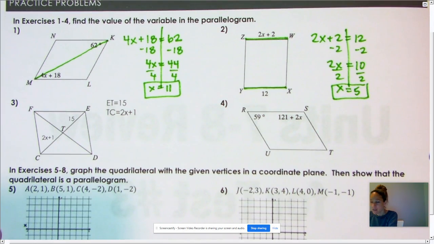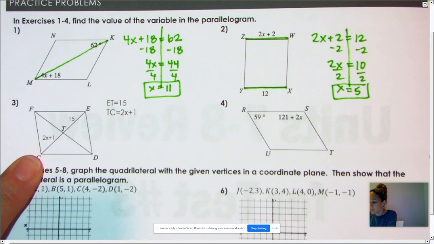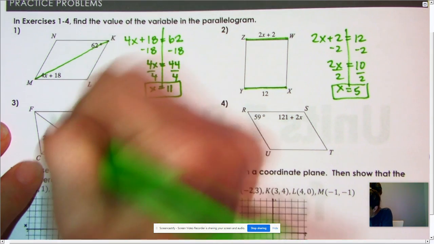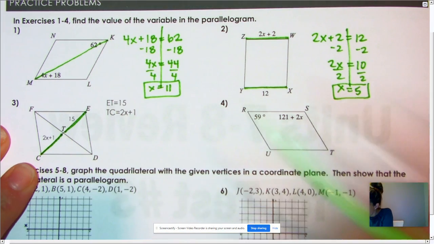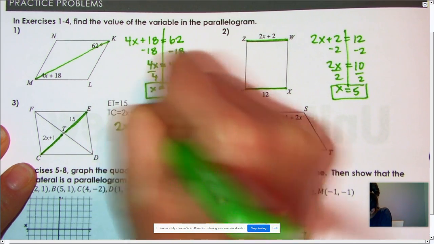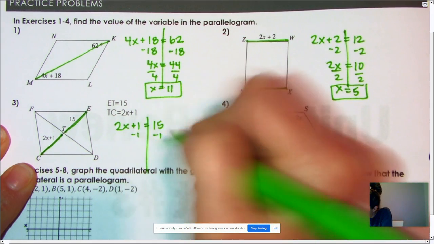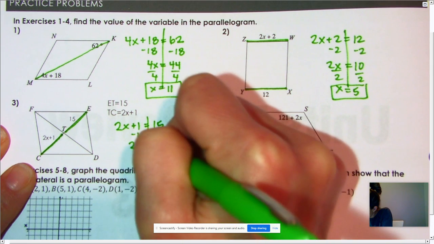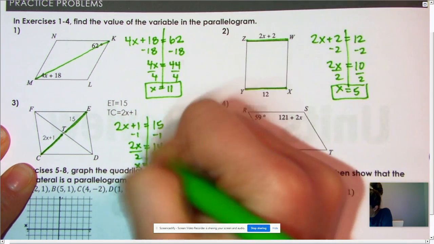Okay, going on to number 3. So we know that in a parallelogram, the diagonals bisect each other, meaning that this little piece is equal to that little piece. So I can write 2x plus 1 is equal to 15. And then I'm going to minus the 1 on both sides. So we get 2x is equal to 14, divide by 2. So x is equal to 7.